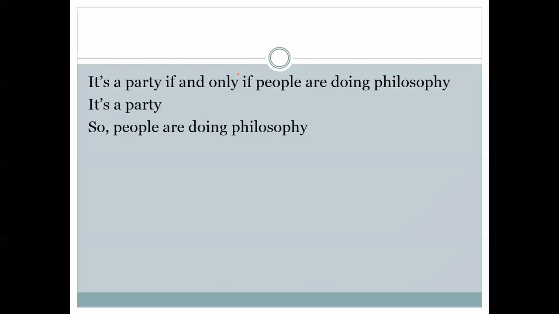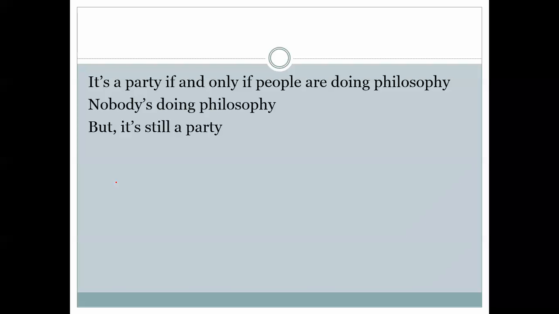It's a party if and only if people are doing philosophy. It's a party, so people are doing philosophy. What would that look like? It looks like so. A for party, H for philosophy. It's an A if and only if it's an H. It is an A, therefore it's an H, and that is valid, right? Because this is saying A if and only if H. If you have A, then you're going to have H, and if you have H, you're going to have A. You have A, therefore you have H.